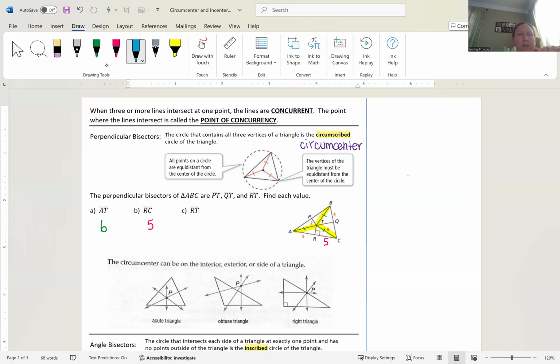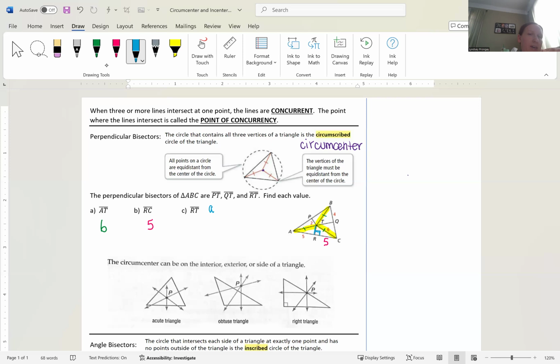And then the last one, RT. RT is right here. Here we do see that PT is 2, but we cannot say that the perpendicular bisectors themselves are congruent to each other. They are not. But what is also happening here is because they are perpendicular bisectors, they form right angles. And this is actually going to be a Pythagorean theorem question. So we know in this particular one that CT was 6. RC, we just figured out that was 5. We're trying to figure out RT.